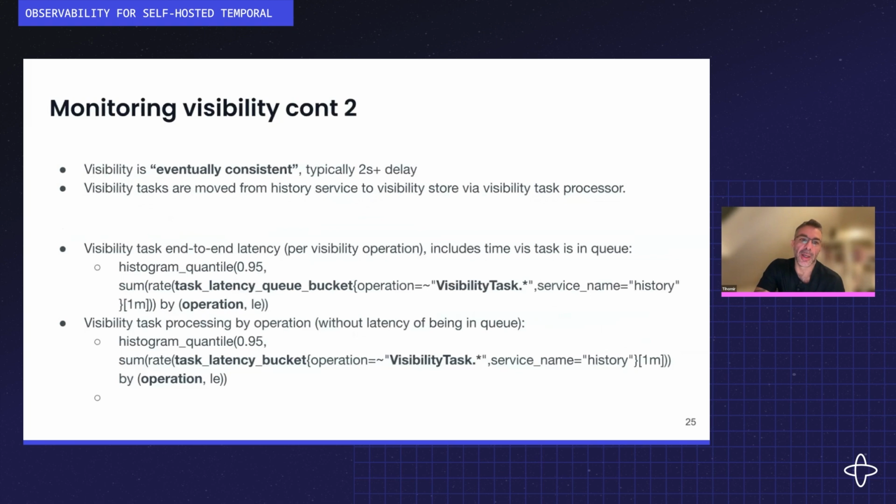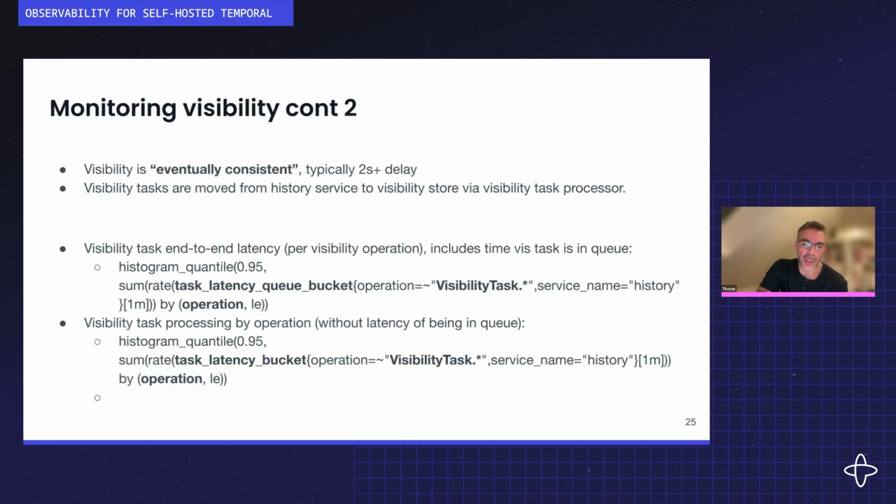So another thing I wanted to talk about is visibility itself. Visibility is what we call eventually consistent. Once an update is made to an execution on your primary database, especially on the shard level, a visibility task is created, and then through visibility task processors it is moved to your configured visibility store, and that has a delay.